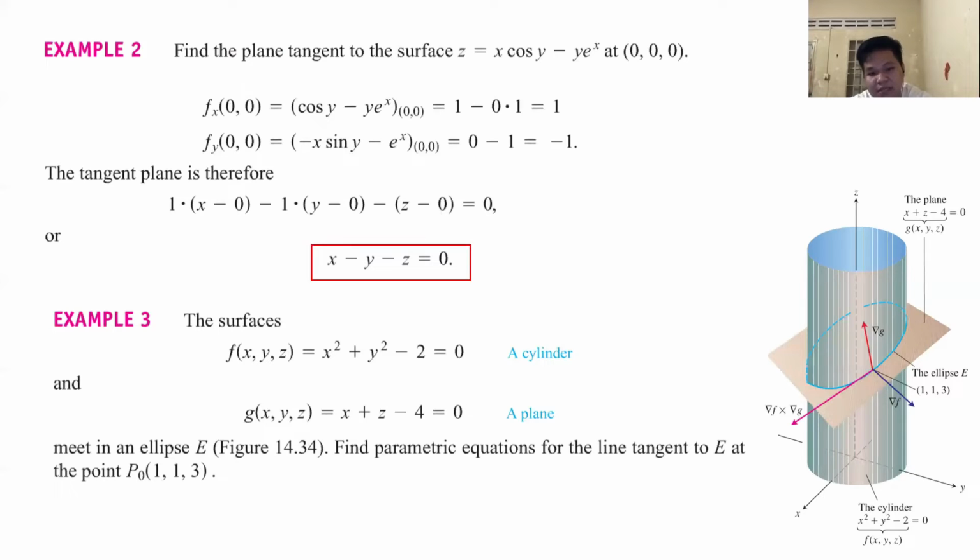Example 3. The surface is given by the equation f of x, y, and z equal to x squared plus y squared minus 2 equal to 0. And another function, g of x, y, and z equal to x plus z minus 4 equal to 0. And these two surfaces intersect, like we see in the figure. So we want to find the parametric equation for the line tangent to E at the point P sub 0 equal to (1, 1, 3).